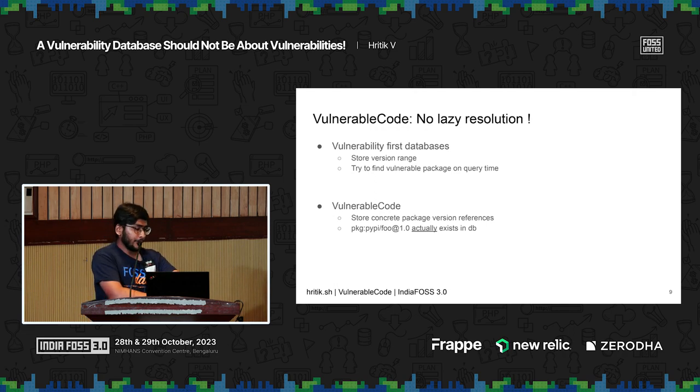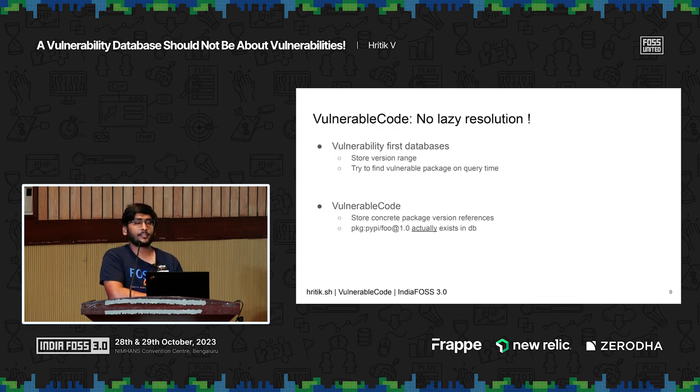At VulnerableCode, we don't do any lazy resolution. What do I mean with that? With vulnerability-first databases that provide a CVE, what they'll say is, I am CVE 1234, I affect package 1, package 1 to 5, package 6 to 7. Now this is the advisory you get. Now when you check which package is vulnerable or not, you have to figure out this entire version range.